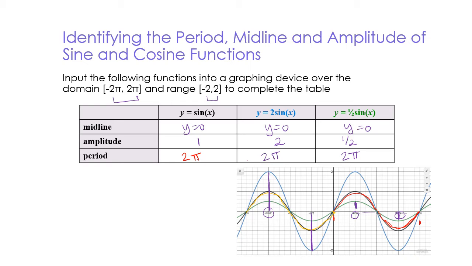So we're going to generalize this. Whenever you have a value in front, we'll call it A. So y equals A sine of x, or y equals A cosine of x. The absolute value of that A value, because remember that amplitude is a distance, which is always positive, ends up being the amplitude of the function.